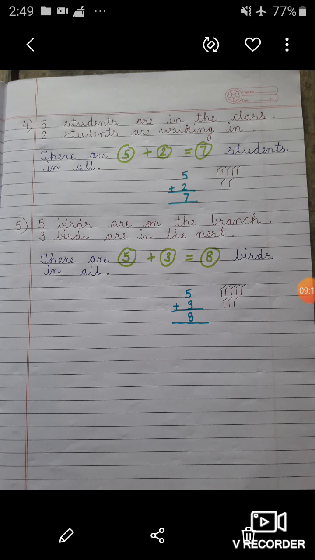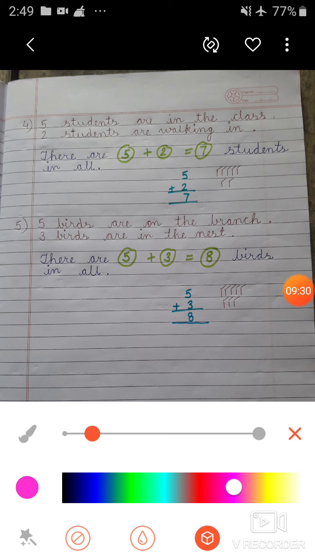Now let's come to question number 4. 5 students are in the class and 2 students are walking in. So students, you have to tell the total number of students in all. So there are 5 plus 2 equals 7 students in all, and you have to write 5 plus 2 equals 7 in vertical order also. Okay.